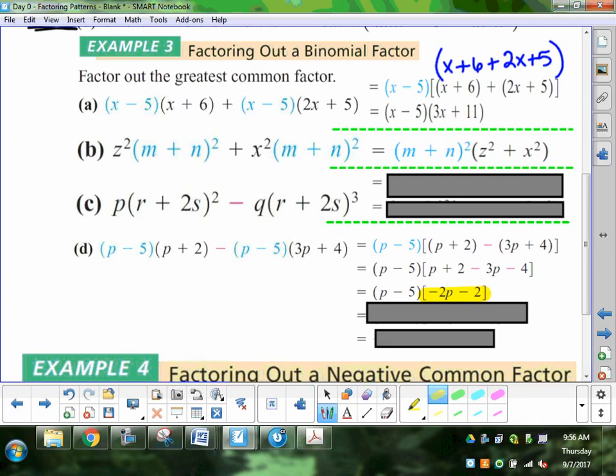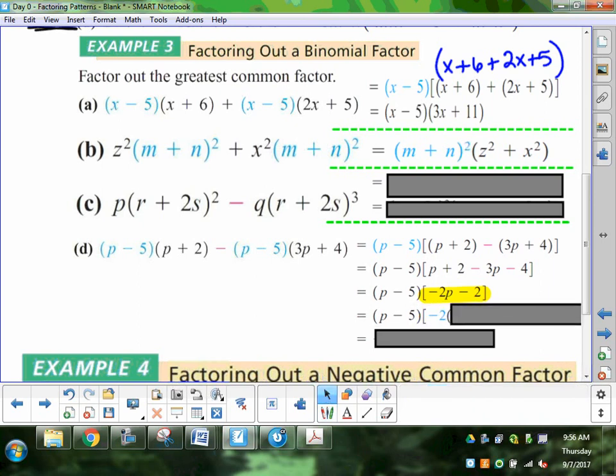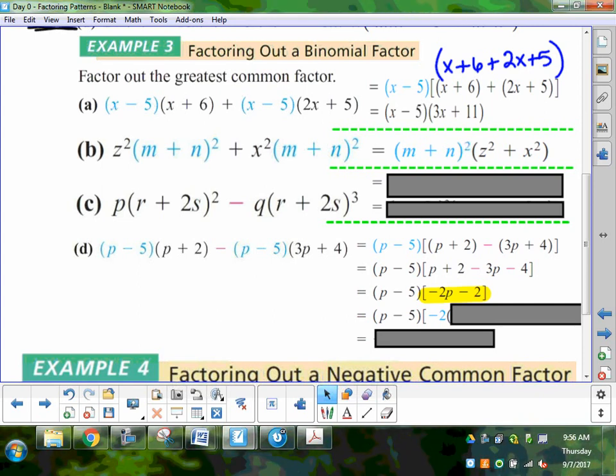A -2. So if I take out a -2 now, what would I have left from both of those? Because they're both divisible by -2. That was right. Take that GCF out. What would you be left with if you divided that out? You see? P plus 1, yeah.